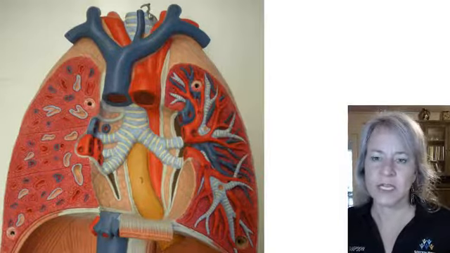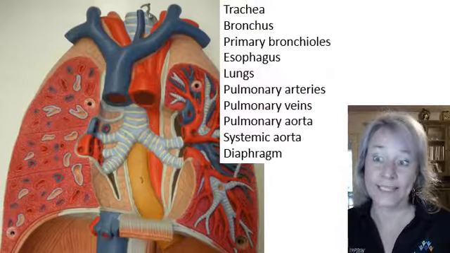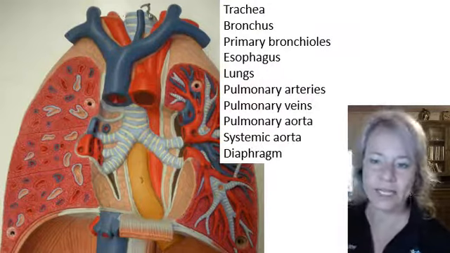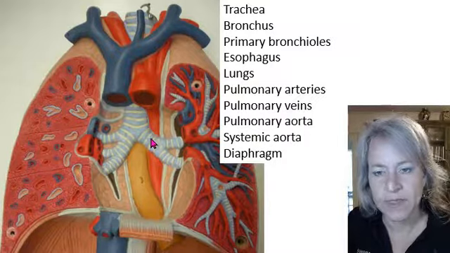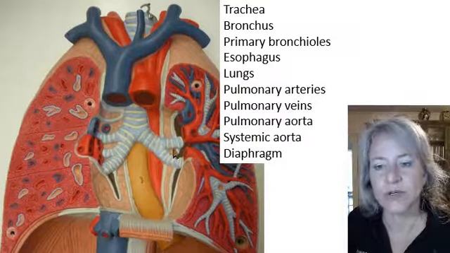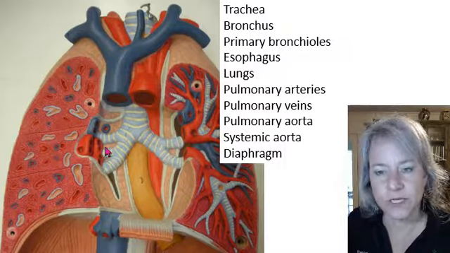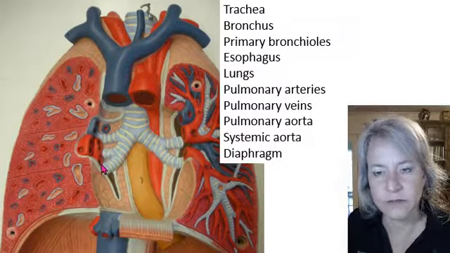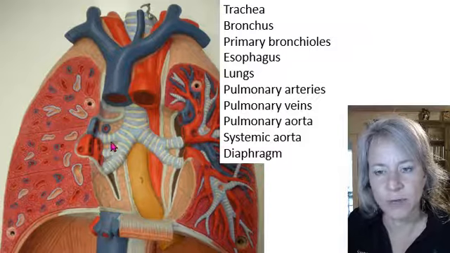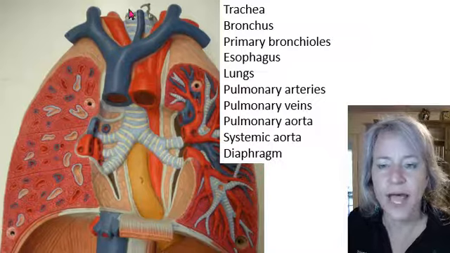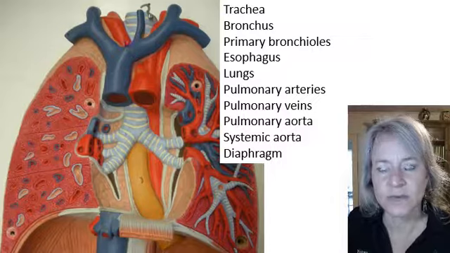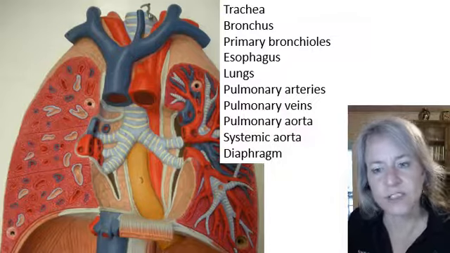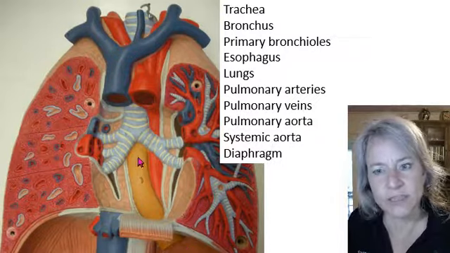Okay, this model has a lot of stuff here. Okay, we have the trachea. We have the right bronchus, the left bronchus, that branches into your primary bronchioles here. I guess this is a primary bronchiole, this is a primary bronchiole. Those could be secondary bronchioles. Behind the trachea, you have the esophagus. So this structure is that 12-inch passageway that takes the food down to the stomach. So there's supposed to be a stomach right here, but this is the esophagus.